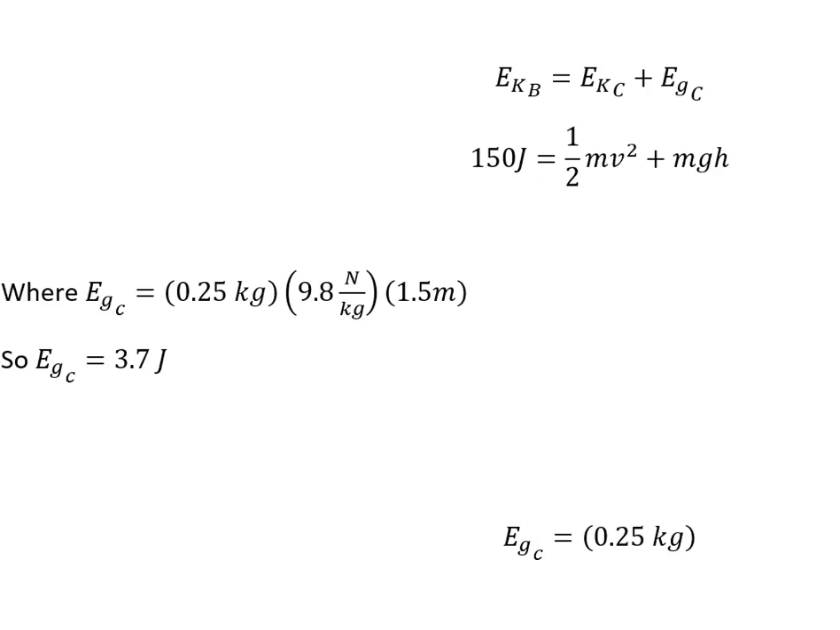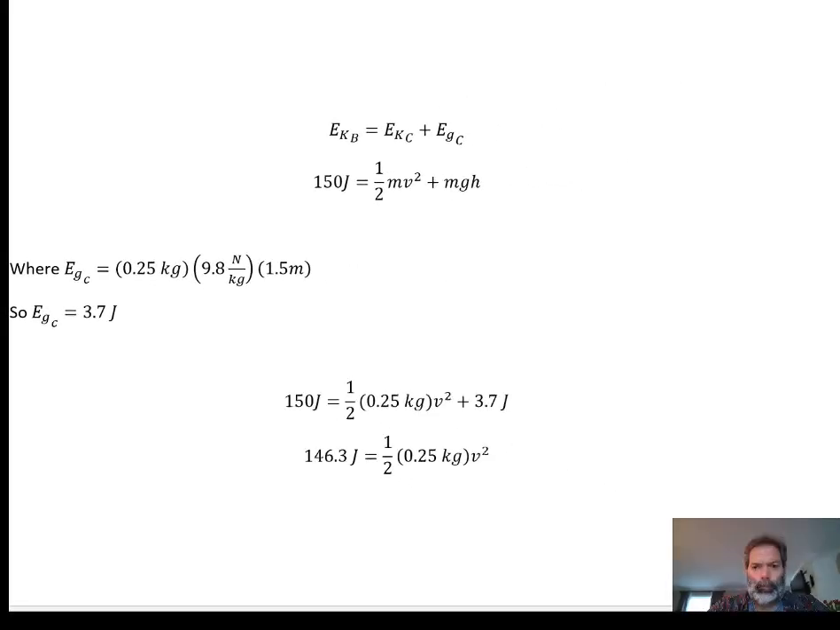So now we can solve for the amount of kinetic energy. And we see that the cart has 146.3 joules of kinetic energy, which finally allows me to solve this algebraic equation to find the speed of the cart at the top of the ramp. And we find that the cart has a speed of 34.2 meters per second at the top of the ramp.